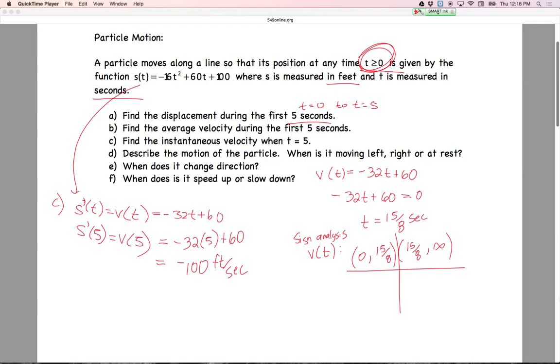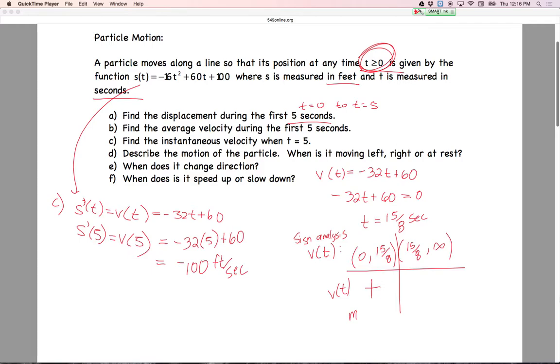If I plug 1 in, negative 32 plus 60? Positive. So what does it mean if the velocity is positive? It's above the x-axis, which means the slopes for the original graph are going uphill, which means the graph is moving which direction? Positive. But that doesn't matter on position.